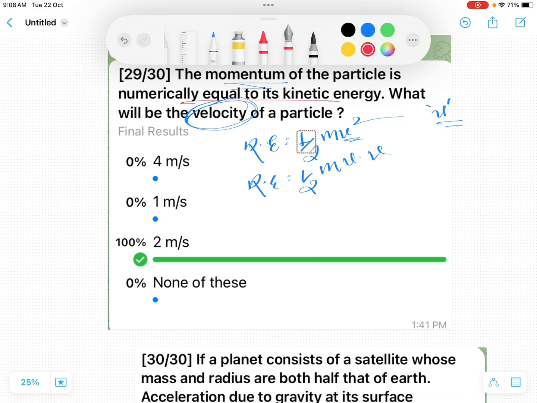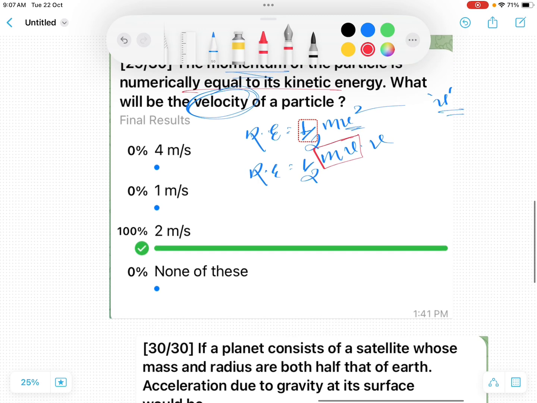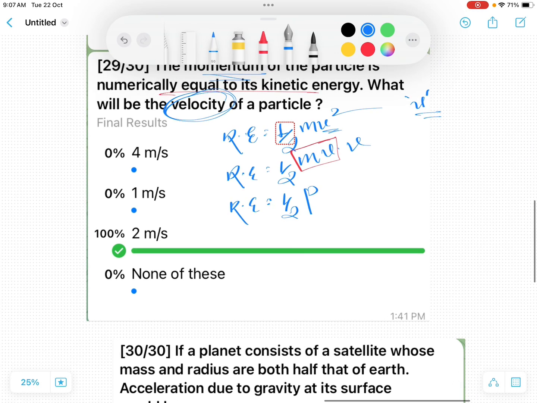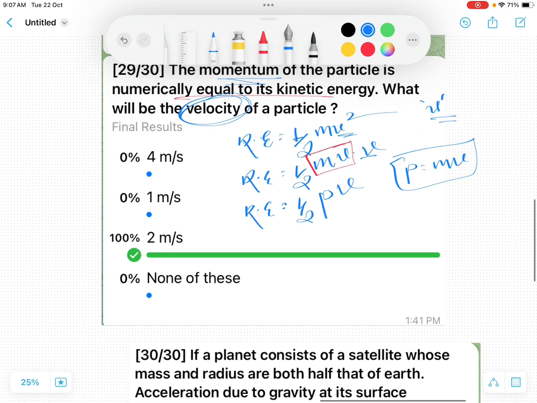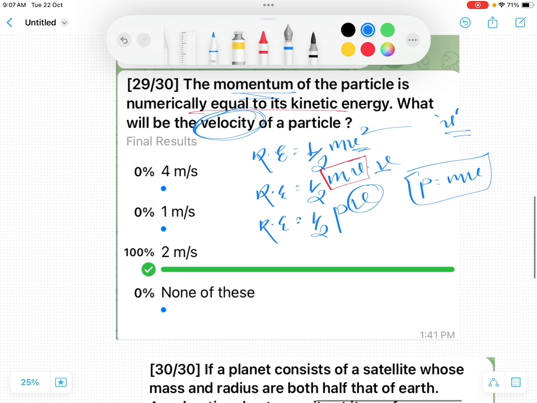So I can just denote this. This is just the momentum, right? So kinetic energy equals half, and momentum is denoted as p, where p equals mv. Everybody knows this. So v is also there. Now what do we find? We have to find v, and the question is already saying that the momentum of the particle is numerically equal to its kinetic energy. So this term and this term get cancelled.